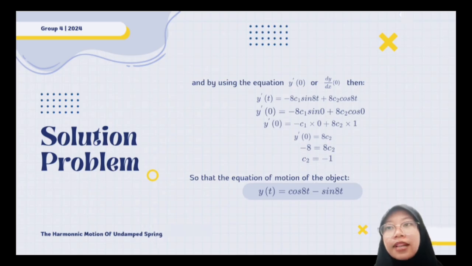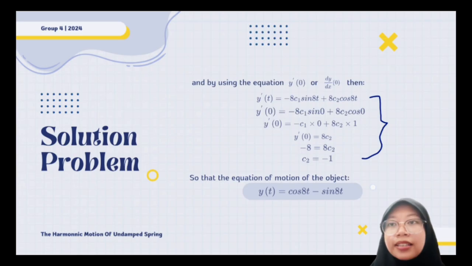Next, we use the initial conditions y(0) and dy/dt. Then we get y'(t) = -8c1 sin 8t + 8c2 cos 8t. And then we calculate this, and we get c2 equal to -1. So the equation of the motion of the object is y(t) = cos 8t - sin 8t.